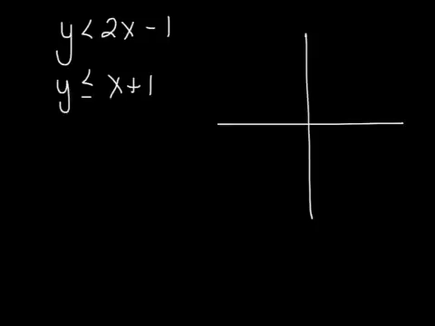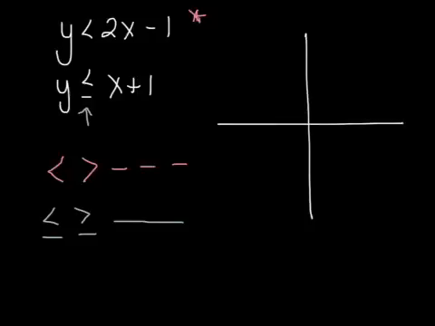Graphing and shading inequalities. I'm going to start with the top one, and I'm going to do it in red. If you have a less than or greater than, you're going to graph with the dotted line. If there's a line underneath, like less than or equal to or greater than or equal to, we're going to graph with the solid line. So let's graph the first one in red.